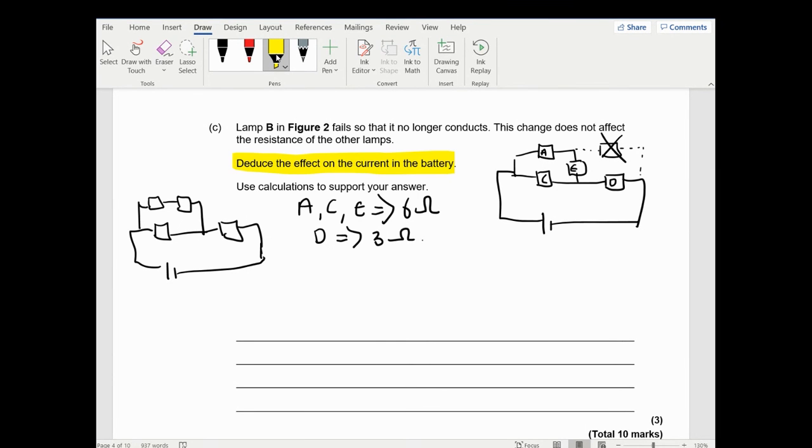Okay, so again, you could have actually had a wild stab in the dark at this. This is an up, down. Does it go up? Does it go down? Does it stay the same? Okay, you could have had a guess in this one. And it says use calculations to support your answer. And this is where the other marks come from.